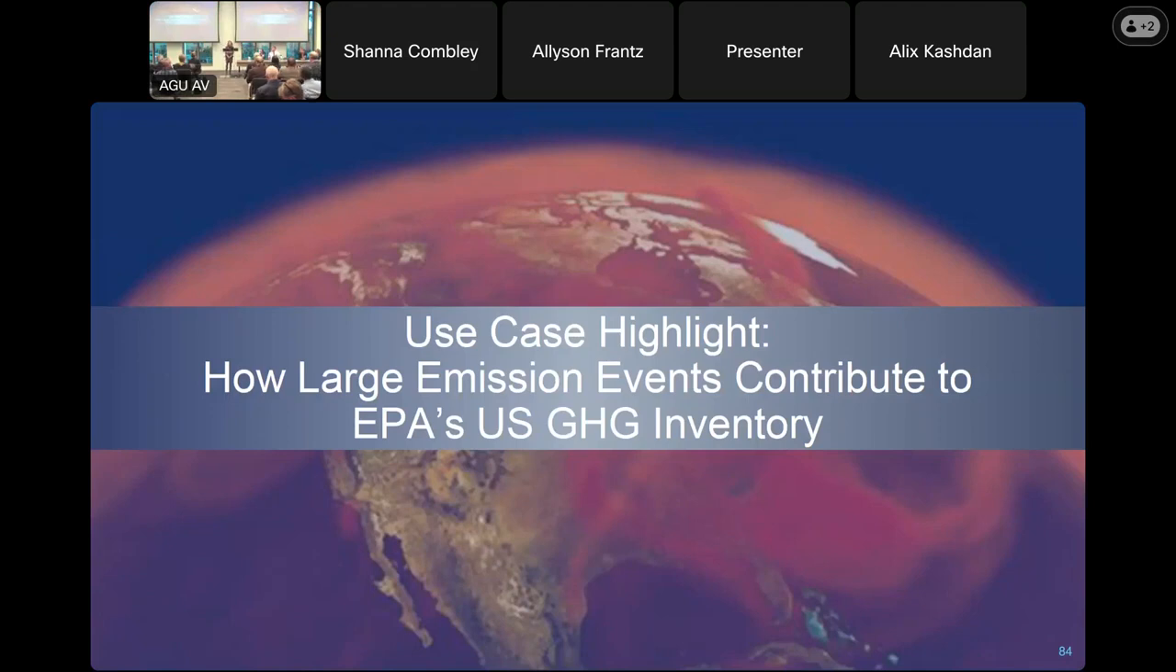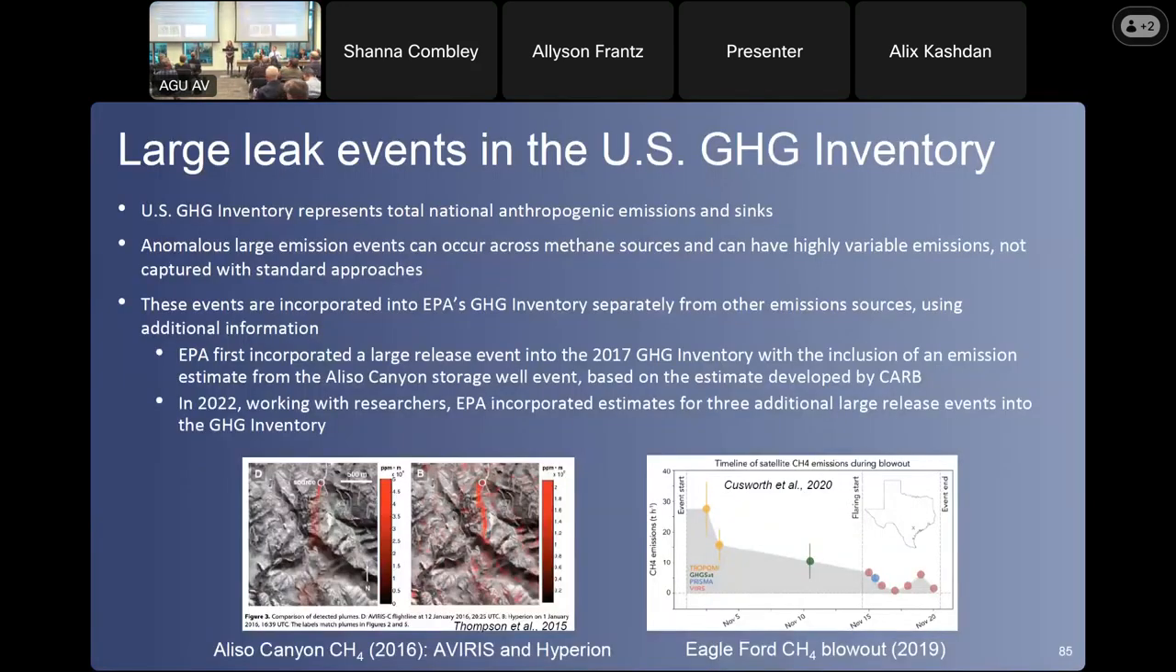So I'm Melissa Weitz with EPA's Climate Change Division, and I'll talk a bit about how we are currently incorporating large emission events into the inventory and future plans to incorporate more. Next slide, please. So the inventory, as Aaron and Kenna walked through, represents national total anthropogenic emissions and sinks. There are anomalous large events that can occur across different methane sources and can have highly variable emissions that wouldn't necessarily be captured with our standard approaches to develop the national level greenhouse gas inventory.